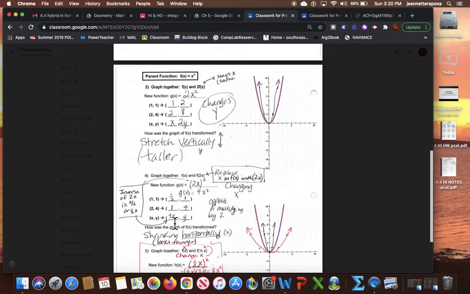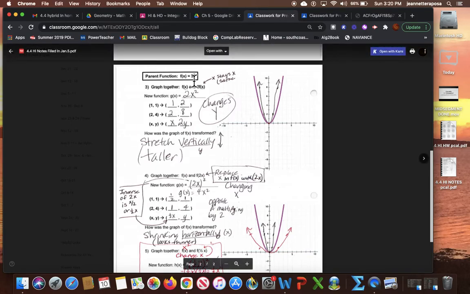I'm leaving the y coordinates exactly like they were before, but now my inputs have to change to get out these y coordinates. Before, in this function, y equals x squared, I had to plug in 1 to get out 1.